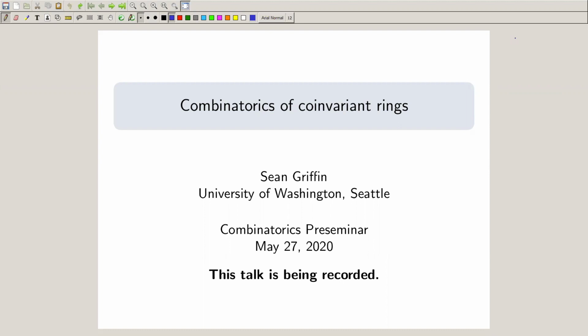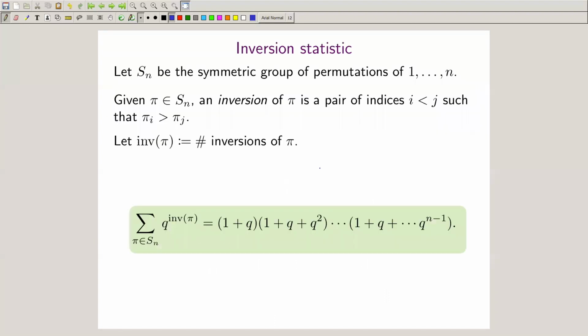The main talk will focus on several families of rings with connections to combinatorics, and the coinvariant rings are one such family. So I'd like to focus on those in the pre-seminar in order to motivate the results in the main talk. So first, let me talk about the combinatorics. In particular, the inversion statistic on permutations.